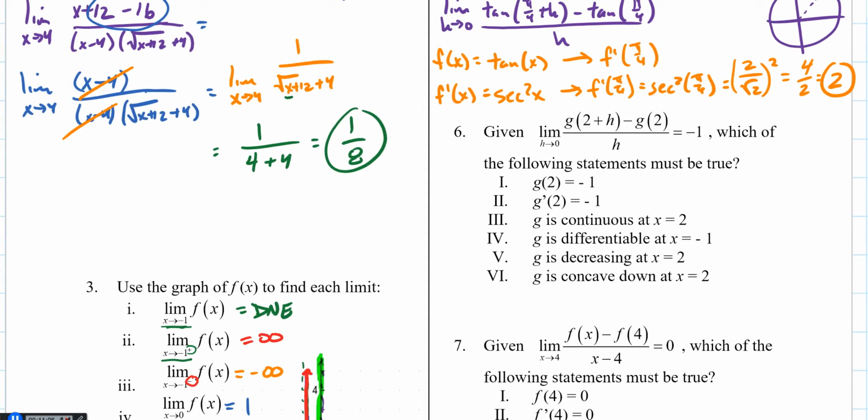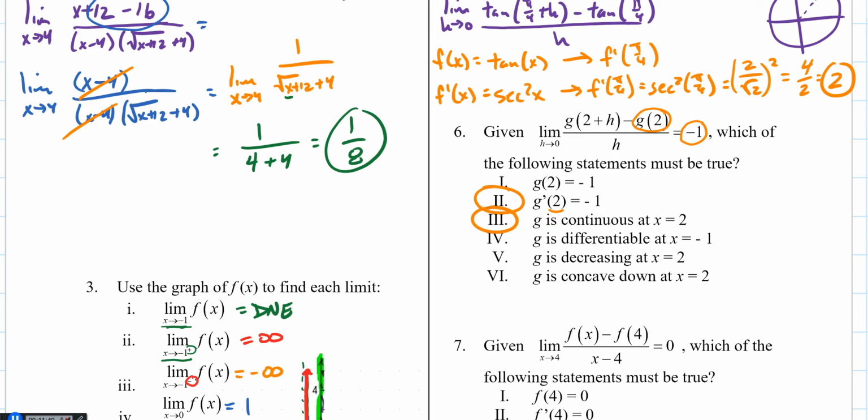That is, once again, for sure a difference quotient. We are evaluating the derivative of some function g at 2, and that has a derivative of -1. So what does that tell us? Well, it tells us that the derivative of g at 2 is -1. That's 2. It also tells us, since it's differentiable at 2, it's also continuous at 2, because differentiability implies continuity.